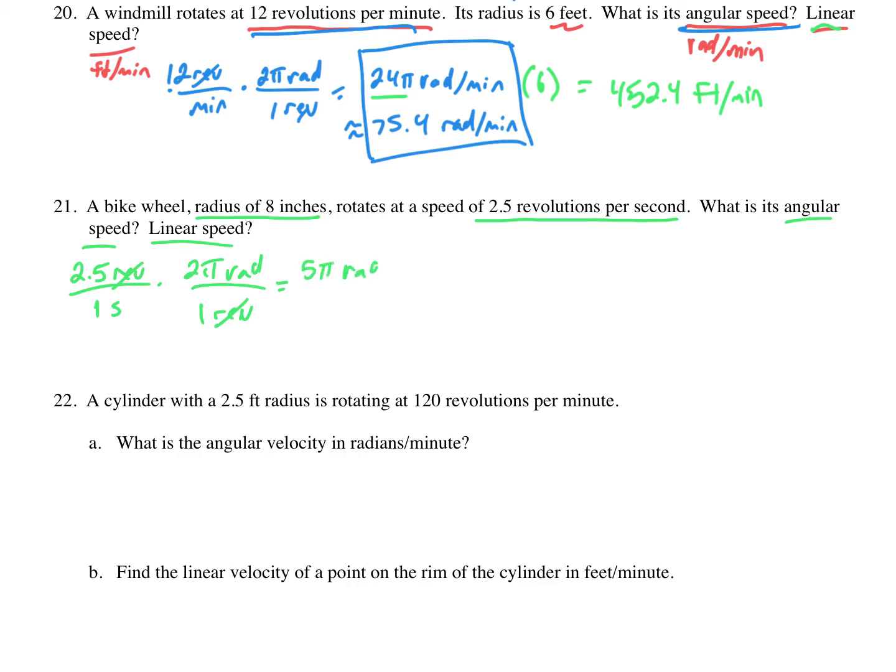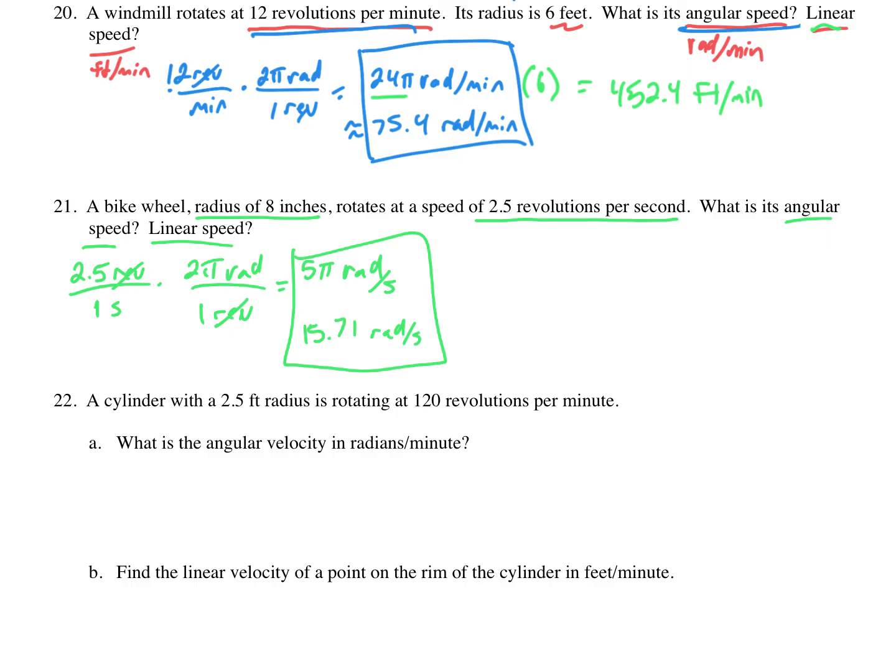So 5 pi radians per second. If you like the decimal equivalent of that, we get 15.71. So there's the angular speed.